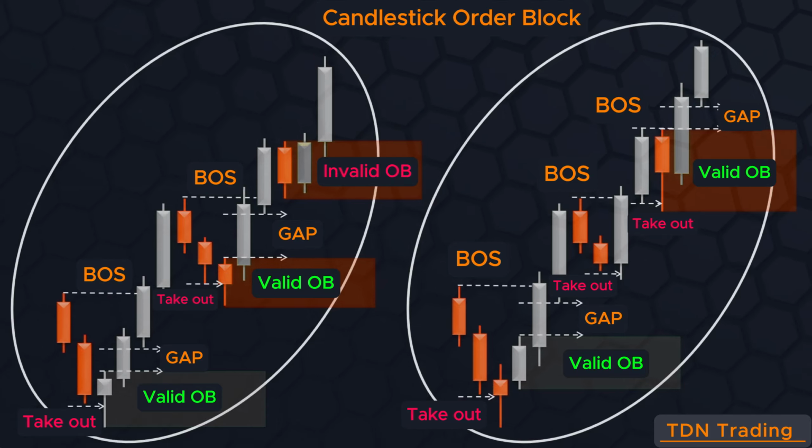These concepts are applicable to bearish markets as well. It's important to note that these principles can be applied across various time frames in any price action-based chart. Now let's proceed to the real chart and integrate all the concepts we've explored in this video.